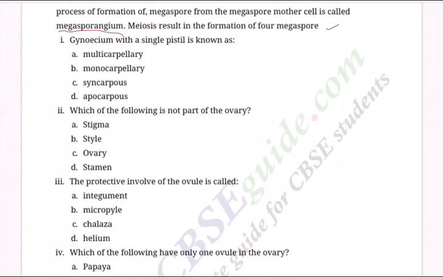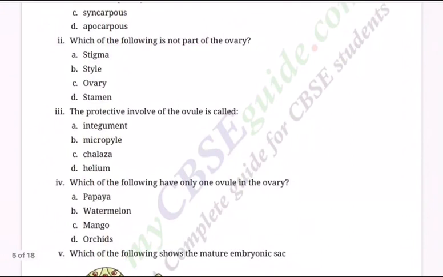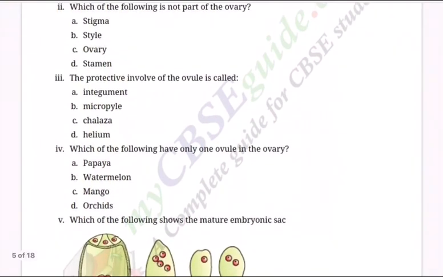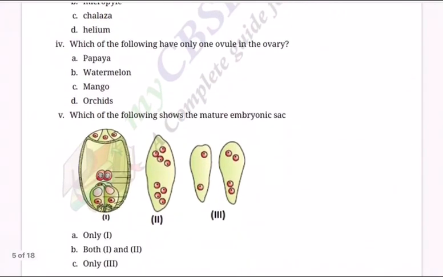Question 1. Gynoecium with a single pistil is known as A. Multicarpellary, B. Monocarpellary, C. Syncarpous, D. Apocarpous. Question 2. Which of the following is not part of the ovary? Stigma, style, ovary, stamen. 3. The protective envelope of the ovule is called integument, micropyle, chalaza, hilum. Which of the following has only one ovule in the ovary? Papaya, watermelon, mango, orchids.